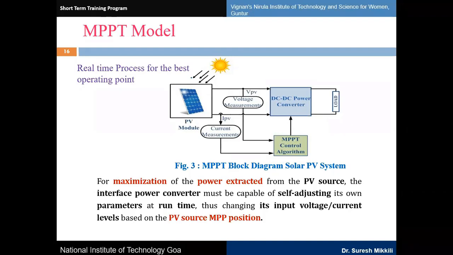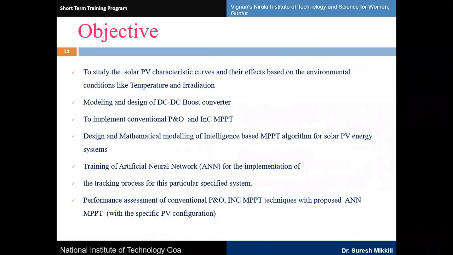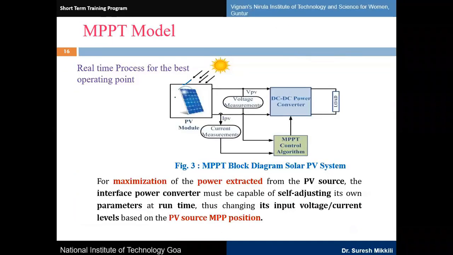So if you consider the MPPT model, there is a PV module. From the PV module, we are measuring voltage and current, as I have shown you here. After the PV module there is a DC-DC converter. Keep in mind that the shading condition is there. So for self-adjusting, we are using the MPPT control algorithm. For maximization of the power extracted from the PV source, the interface of the power converter must be capable of self-adjusting its own parameters at runtime. So further we are considering MPPT.